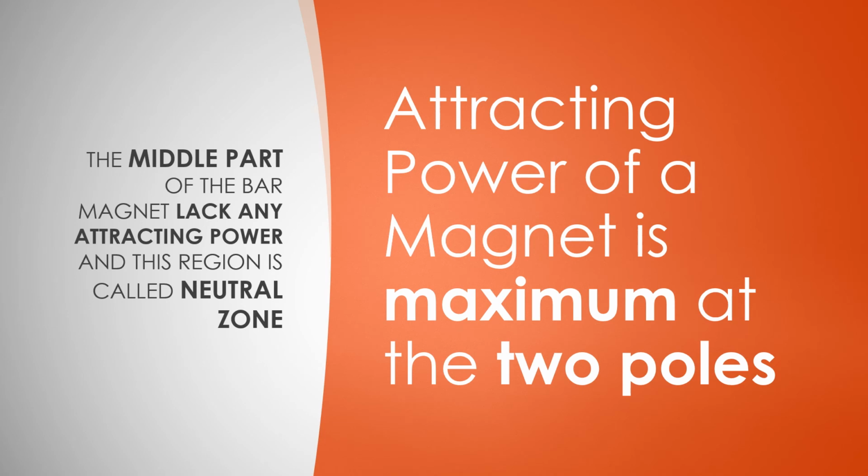The attracting power of a magnet is maximum at the two poles, and it is zero in the middle part of the magnet, which is also known as the neutral zone.